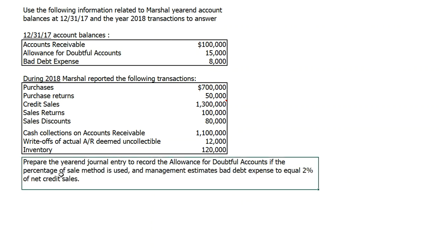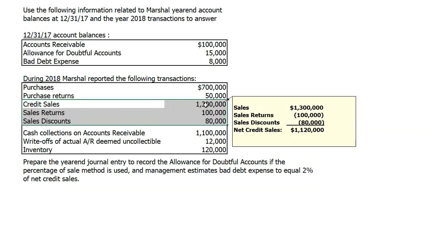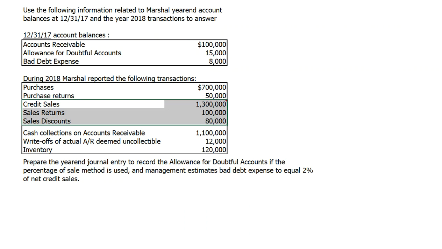We're going to prepare the journal entry to record the allowance for doubtful accounts if the percentage of sales method is used, and management estimates that bad debt expense is equal to 2% of net credit sales. The first thing to remember is that using the percentage of sales method, we only pay attention to income statement accounts. That is, our credit sales, sales returns, and sales discounts. And we can see our net credit sales in this case are $1,120,000. That's simply our sales less the returns and the discounts.